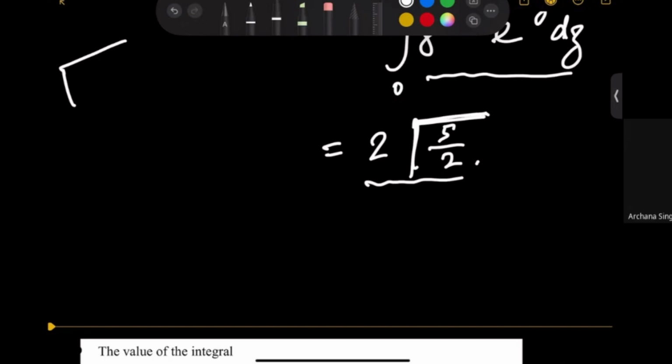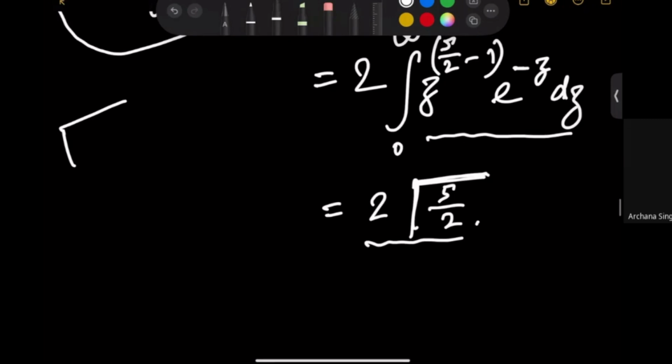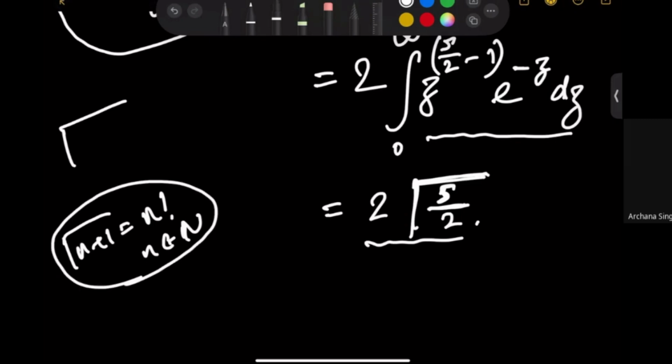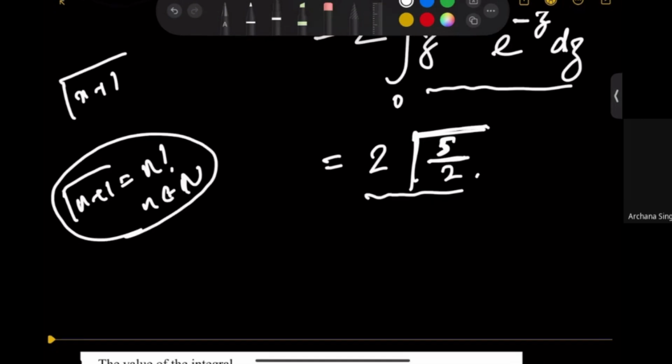So we can use gamma of n plus 1 is equal to n factorial. Yeah, but that wouldn't work here because this is not a natural number, right? That one works when n is a natural number. So we can write it as 3 by 2 plus 1. But 3 by 2 factorial doesn't make sense, right? So the answer will be 5/2 into 3/2 into gamma 1 half.